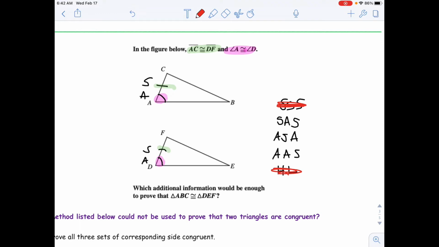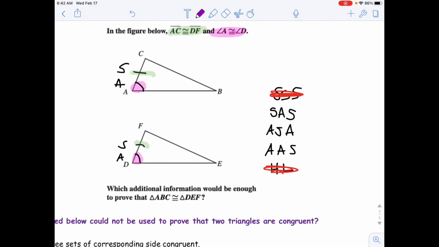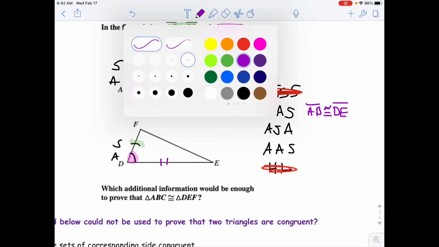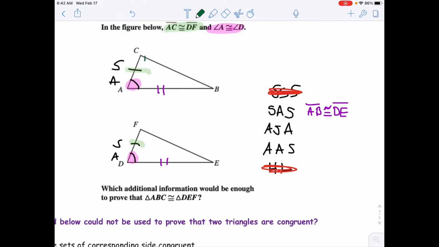All right. Now, if I want to use side, I can say that AB is congruent to DE. If I just know that those two sides are congruent, then I'm going to have side, angle, side, because the angle is the included angle. It's sandwiched in between the two sides, just like how the A is between both S's. All right. If I want to do angle, side, angle, I could have also said angle C and angle F. Angle C is congruent to angle F. All right. That would have given me angle, side, angle.